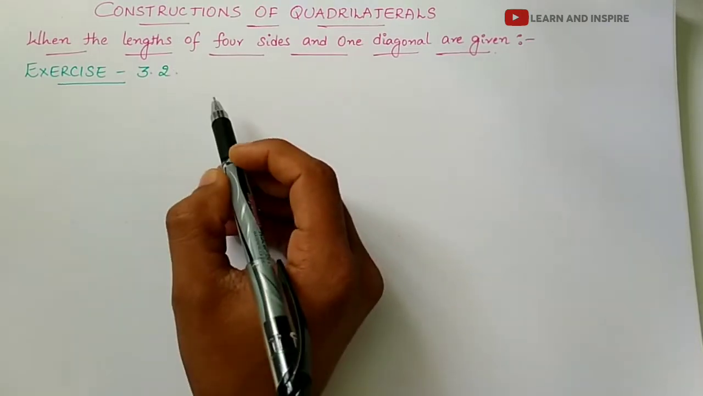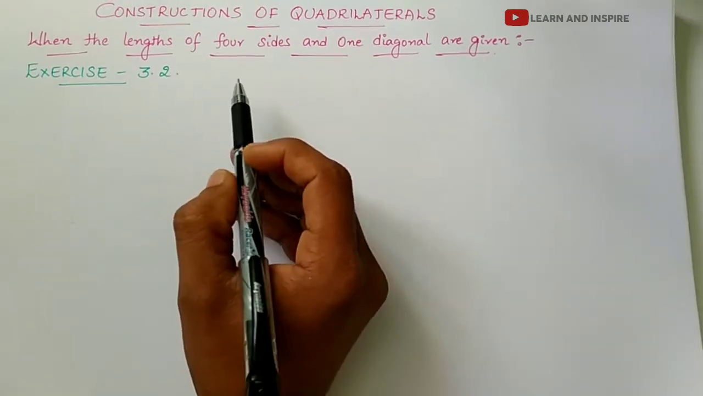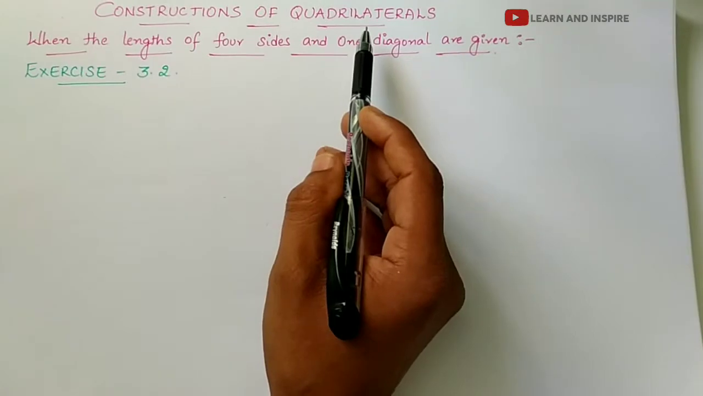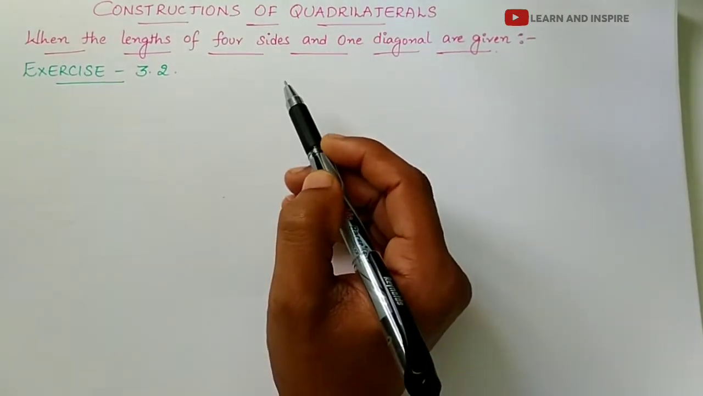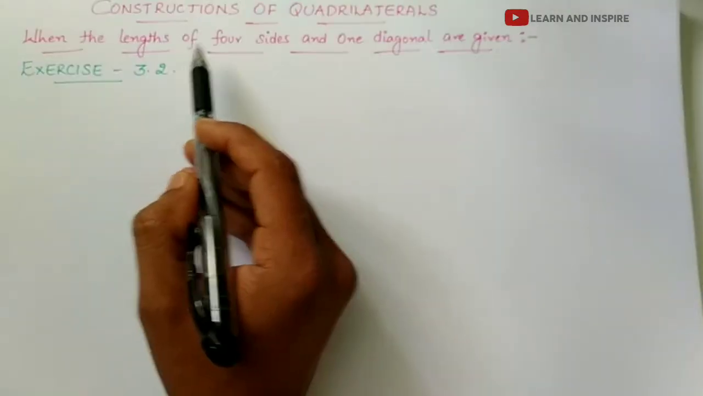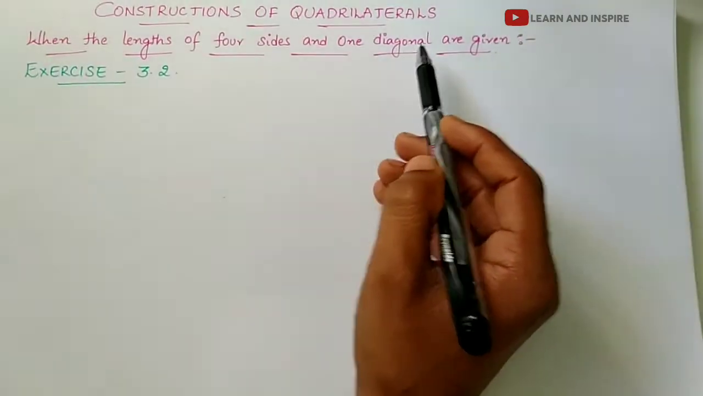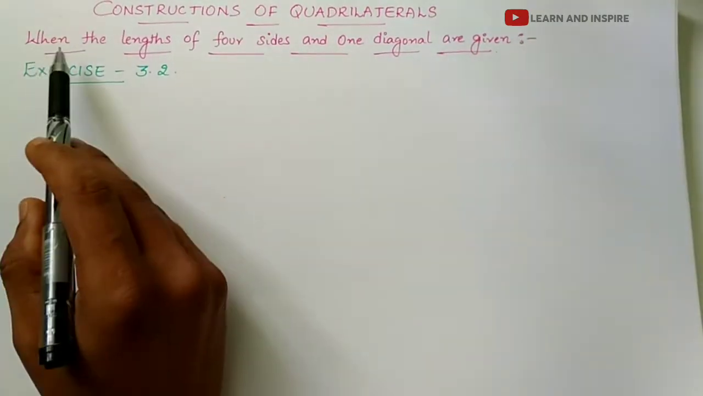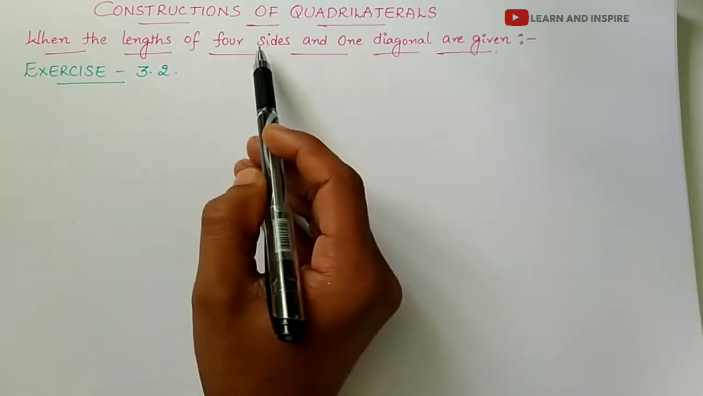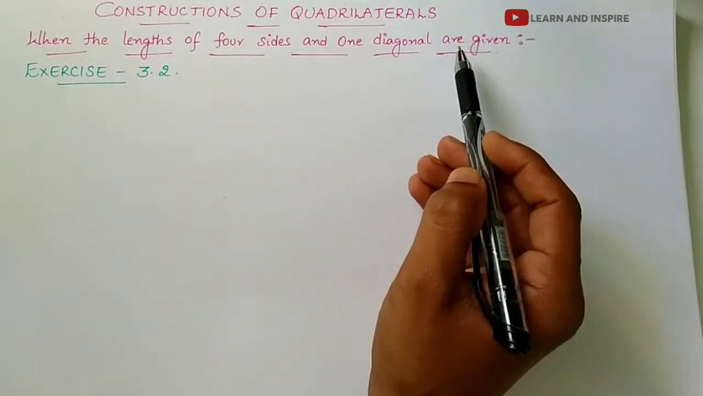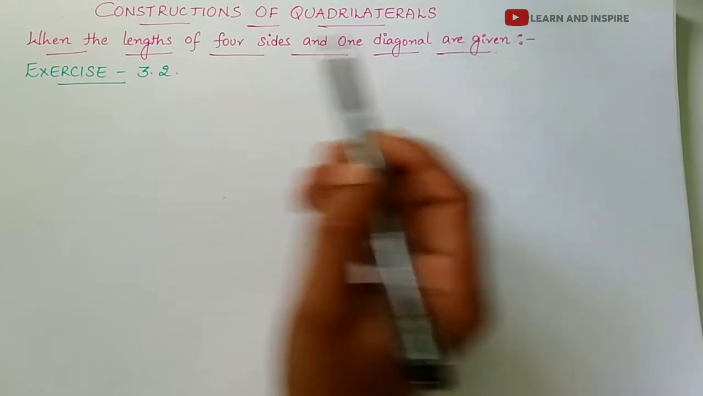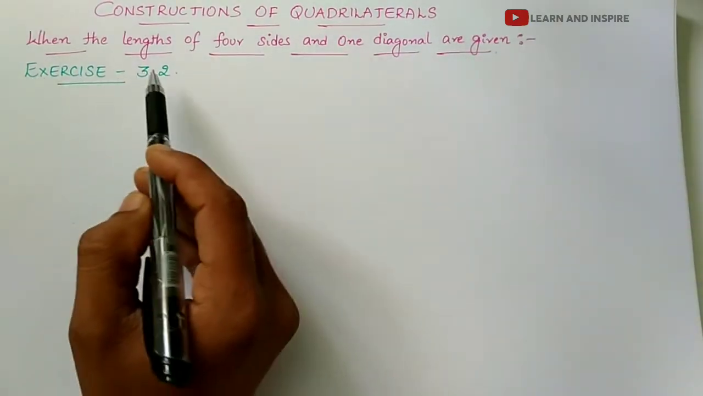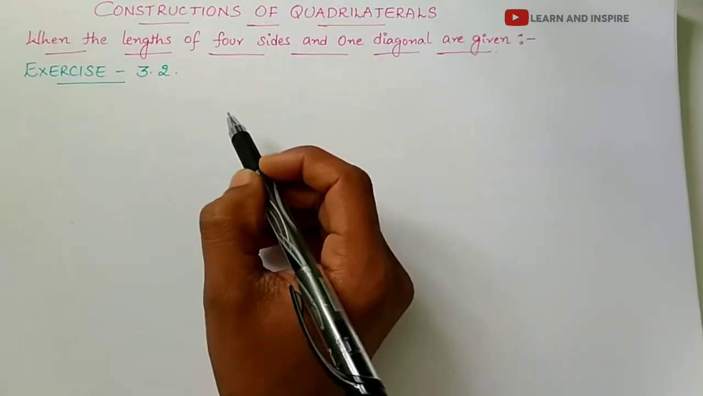So this video is about class 8 mathematics chapter 3, constructions of quadrilaterals. In the previous video we discussed when the lengths of four sides and one angle are given. Now in this video we shall discuss when the lengths of four sides and one diagonal are given. Okay, so we start exercise 3.2, question number 1.